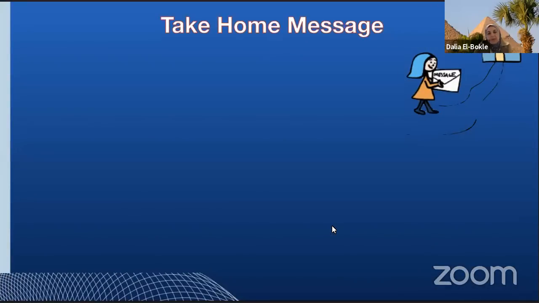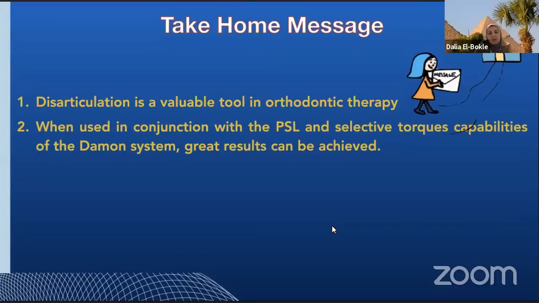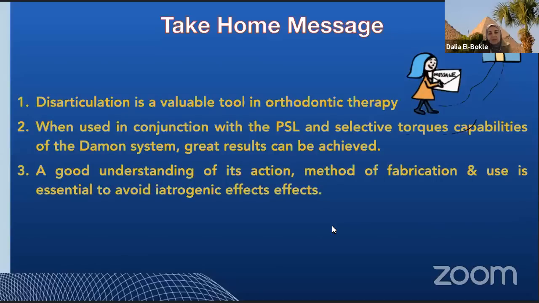So now the take-home message. I think, I hope actually, that I tried to convince you that disarticulation is a valuable tool that you can use in orthodontic therapy. In conjunction with the passive self-ligation and selective torques of the Damon system that I use, great results can be achieved. A good understanding of its action and method of fabrication is essential to avoid running into iatrogenic effects.